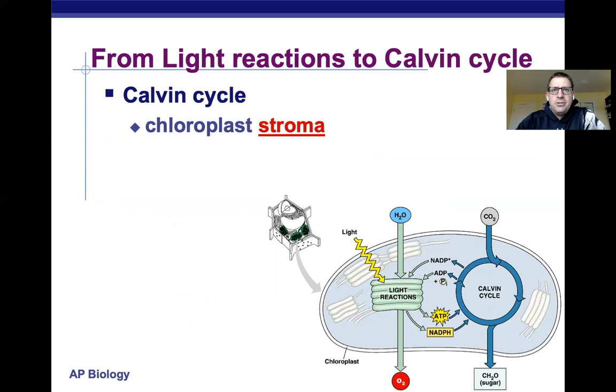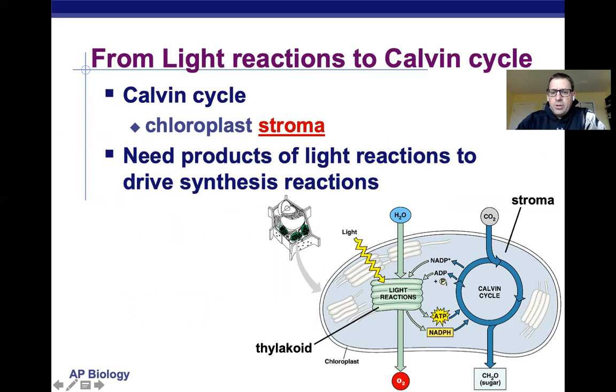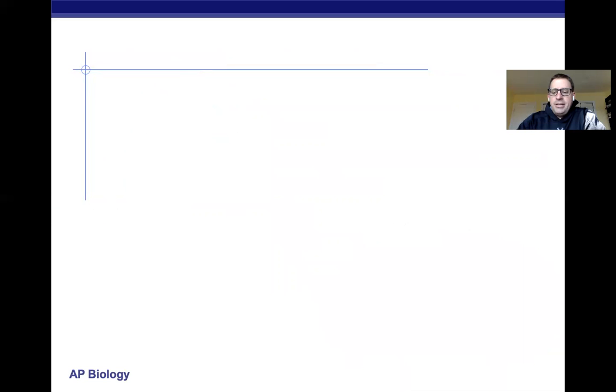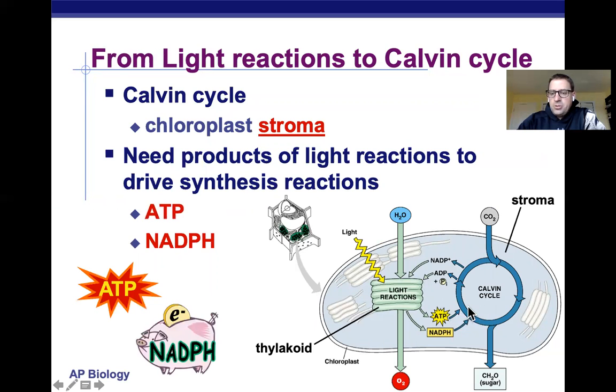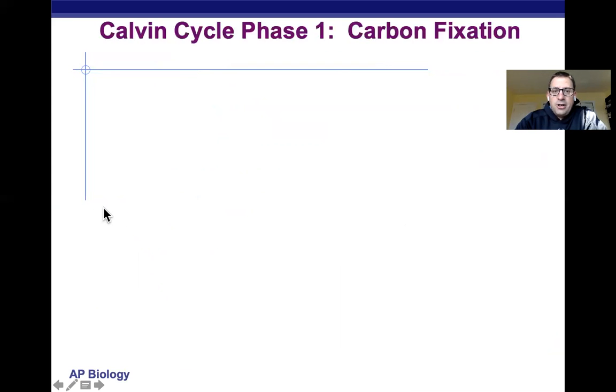So the Calvin cycle takes place in the stroma of the chloroplast, whereas the light reactions took place within the thylakoids. But the Calvin cycle cannot take place without the products of the light reactions to drive these reactions. So ATP and NADPH have to be used in order to drive the Calvin cycle. So that's, again, why I don't like to refer to the Calvin cycle as the dark reactions. It's going to be really hard for the Calvin cycle to take place in the dark because the plant is not generating ATP or NADPH within its chloroplasts in the dark.